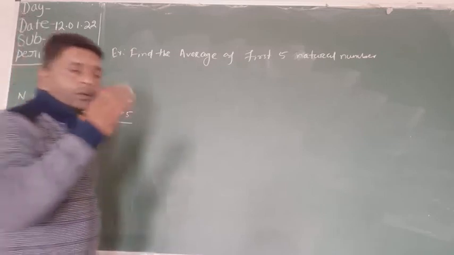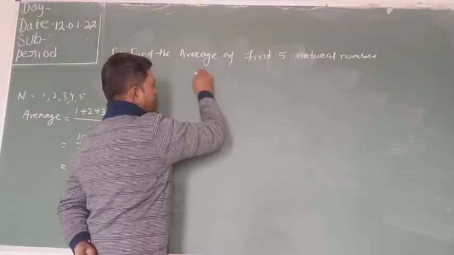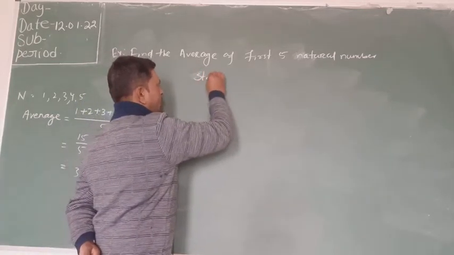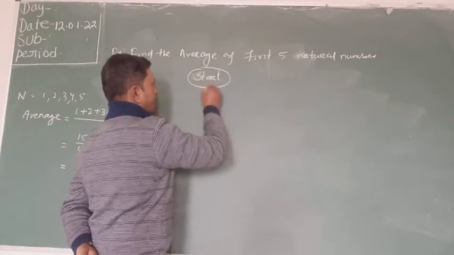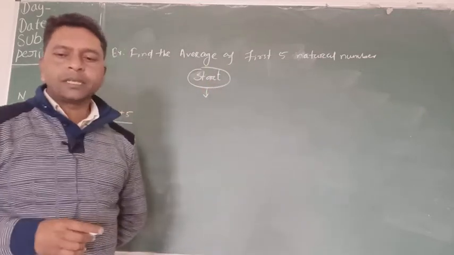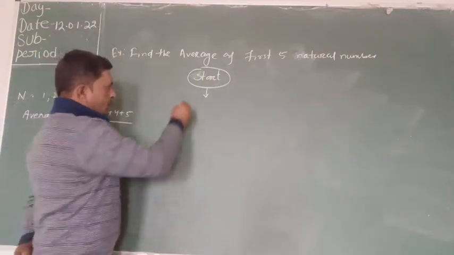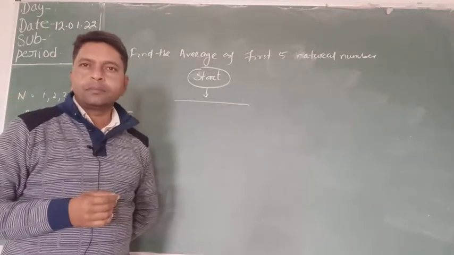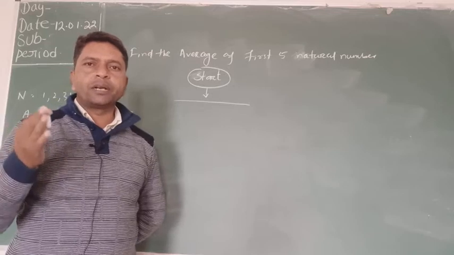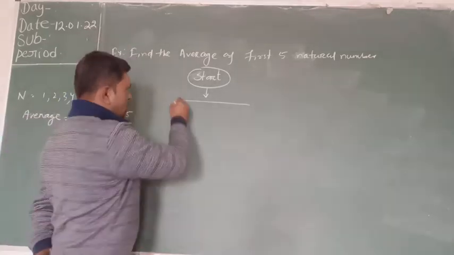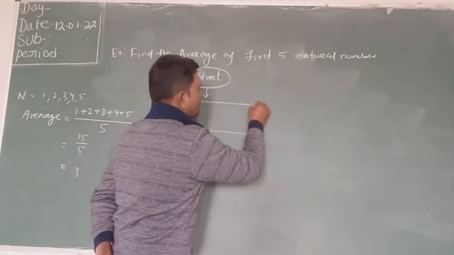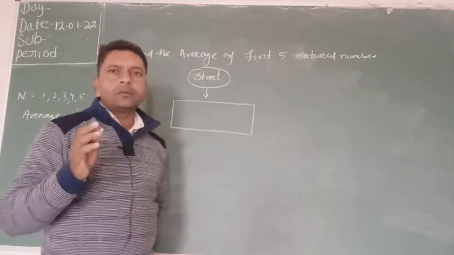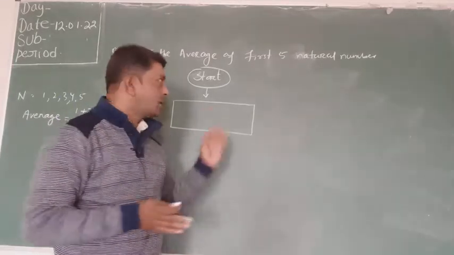So look, first we have to start the program. So I write start, and after starting we are going to take some addresses that we already discussed in last classes, some addresses or storage places where we store the values. Here we are taking 5 numbers.